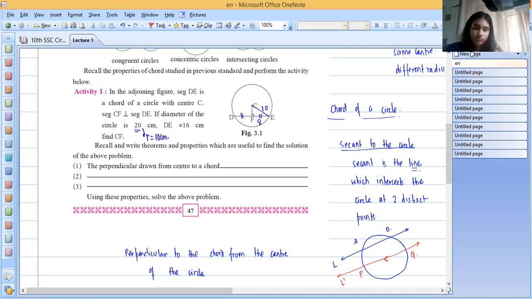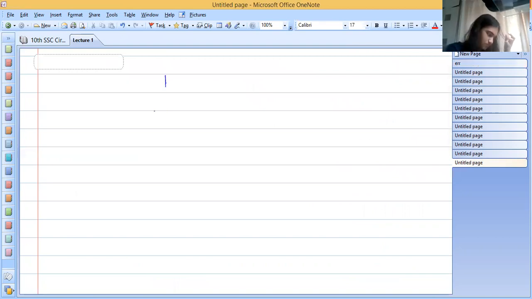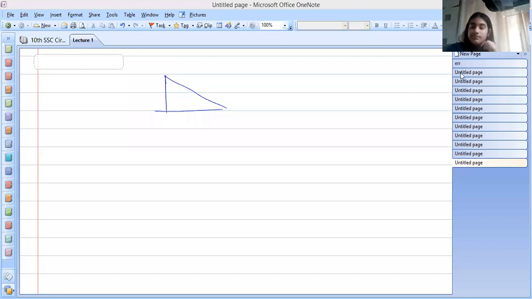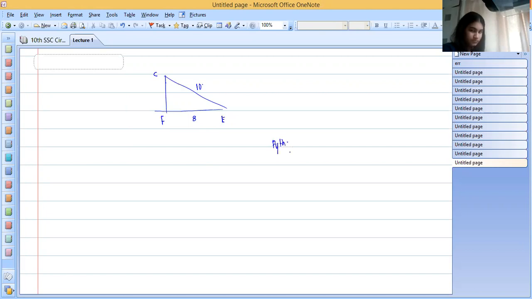We have to find CF. So how to find CF? Pythagoras theorem. So to understand how to find CF, we will look at triangle CFE. This is 8 and this is 10. Now, let's look at Pythagoras theorem in detail.